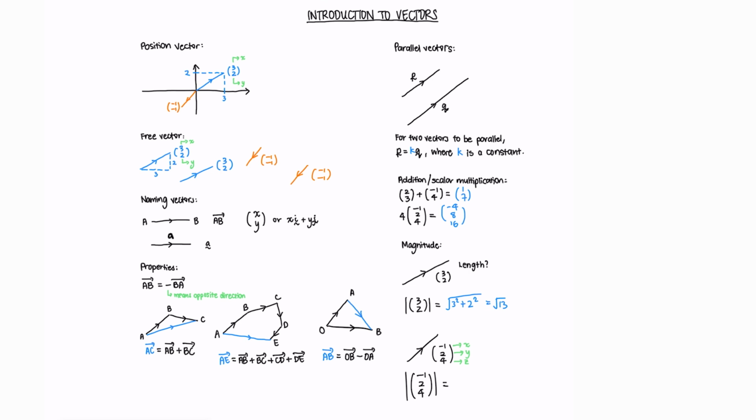For a 3D vector, the magnitude is also kind of using Pythagoras theorem but in 3 dimensions. So what would that look like? The magnitude of a 3D vector is just the square root of x squared plus y squared plus z squared. So hence, the magnitude over here is just the square root of (-1) squared plus 2 squared plus 4 squared.